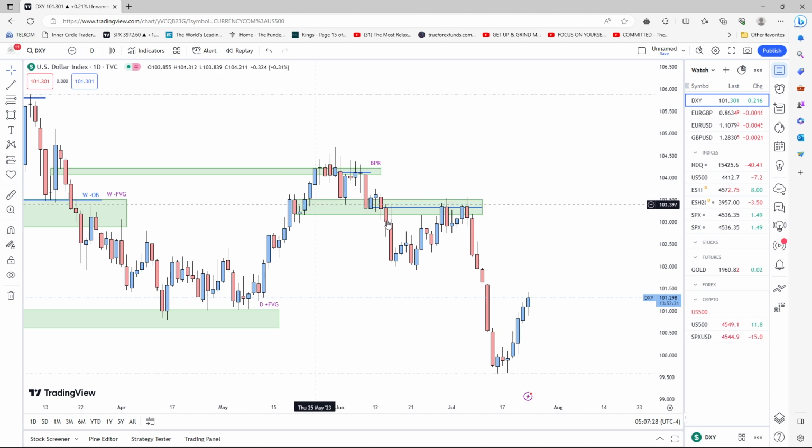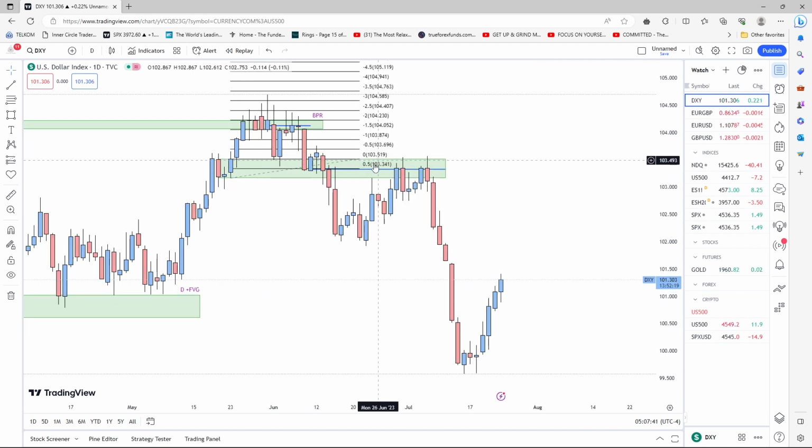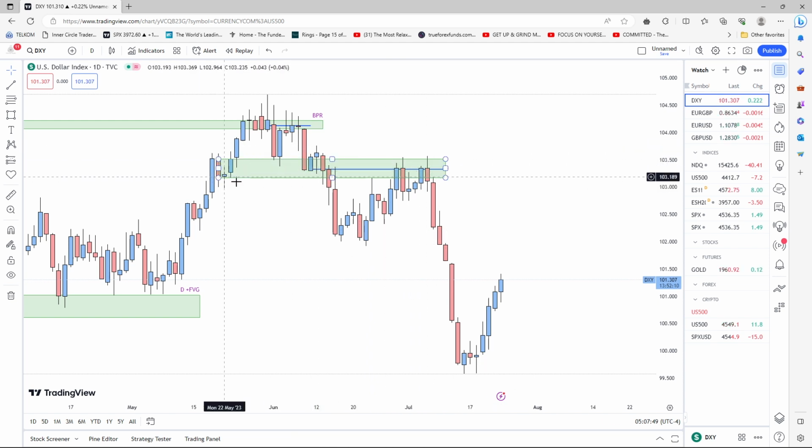You can see that it traded that pretty perfectly, pretty spot on actually. And if you run a fib on that, just look at the 50% on that. Look at how the candles just stopped like a brick wall on the 50% of that breaker block.